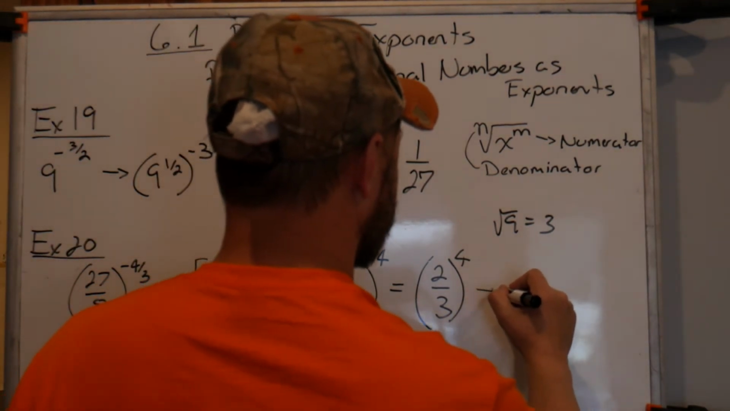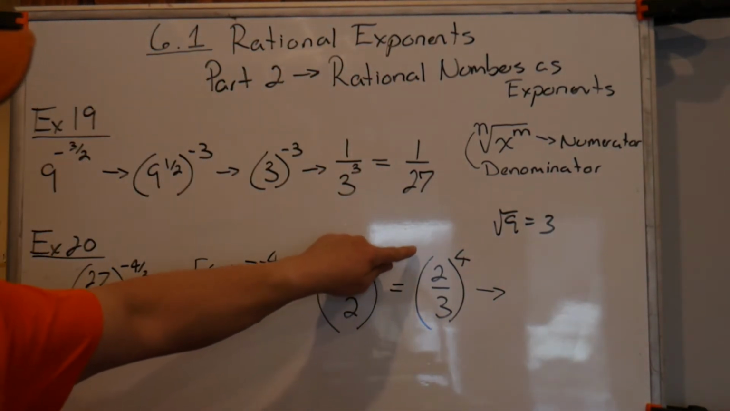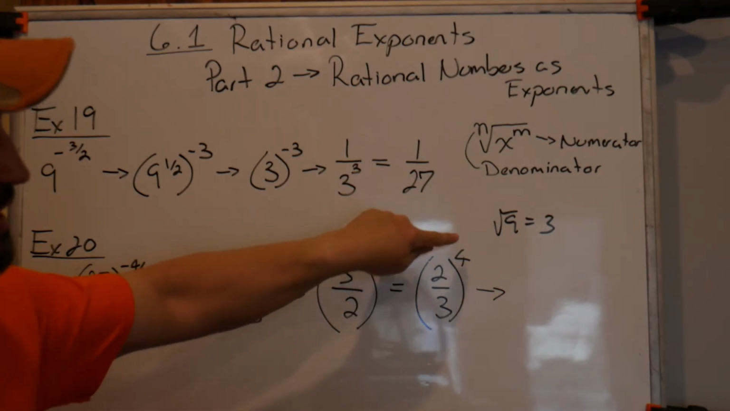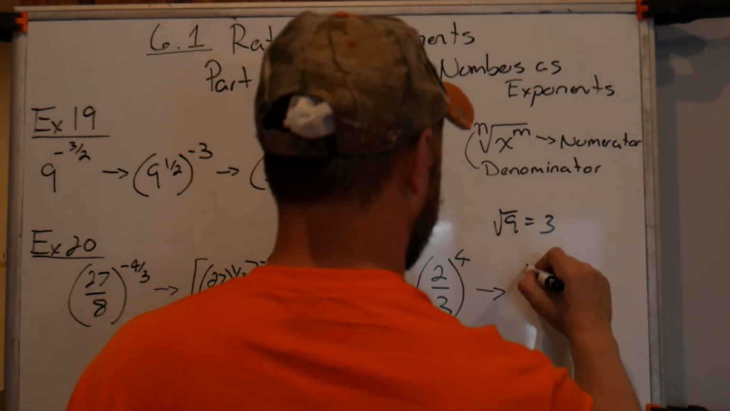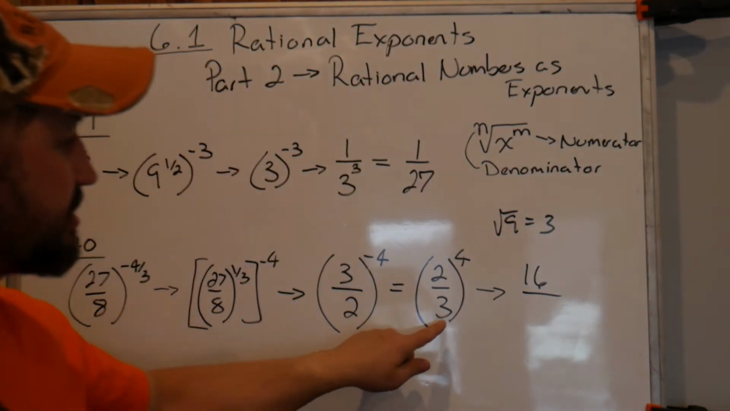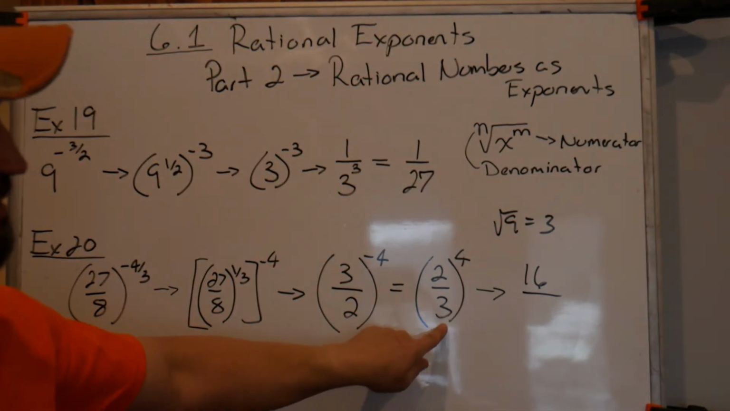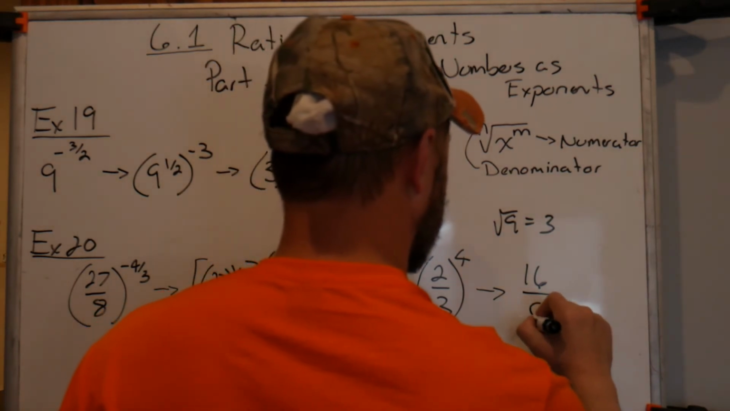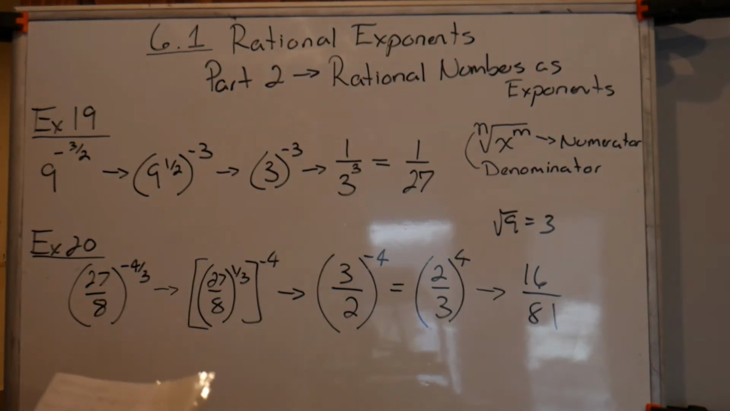So now we get 2 to the 4th. 2 times 2 is 4, times 2 is 8, times 2 is 16. 3 times 3 is 9, times 3 is 27, times 3 is 81. 16 over 81 for example 20.